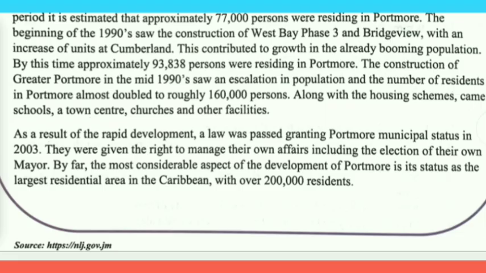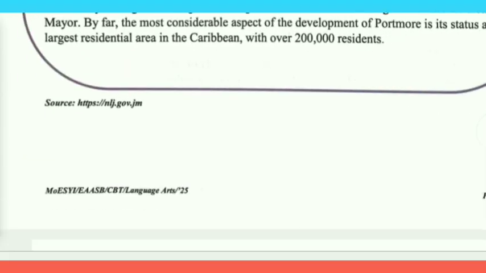As a result of the rapid development, a law was passed granting Portmore municipal status in 2003. They were given the right to manage their own affairs, including the election of their own mayor. By far, the most considerable aspect of the development of Portmore is its status as the largest residential area in the Caribbean, with over 200,000 residents. Wow. All right, let's continue on to the questions.